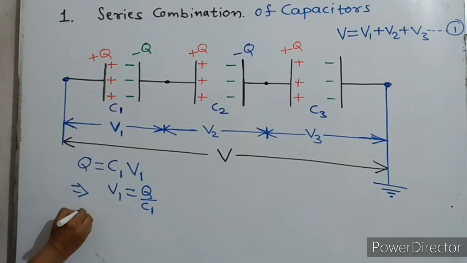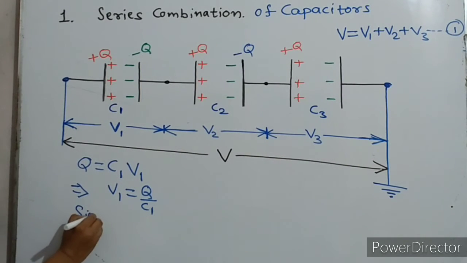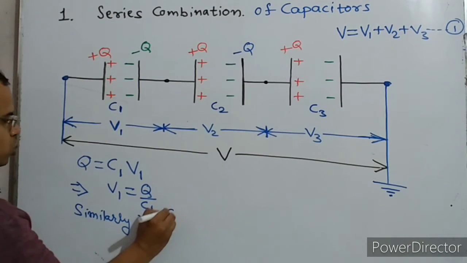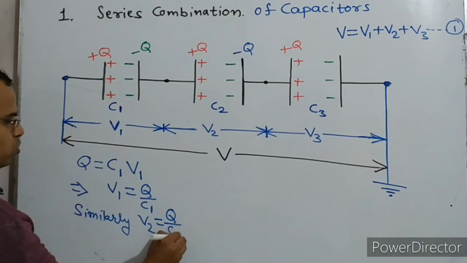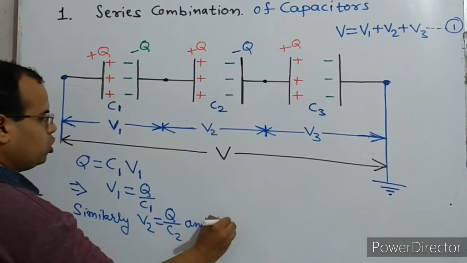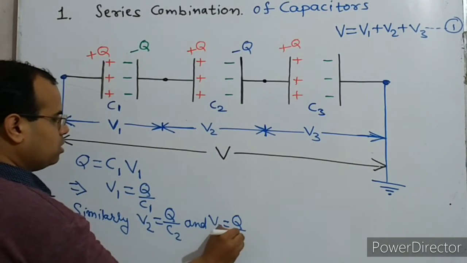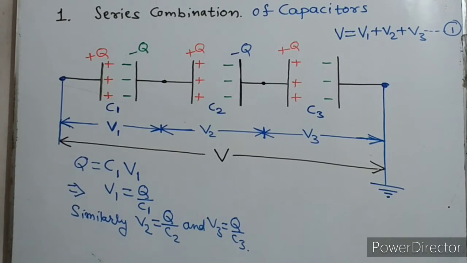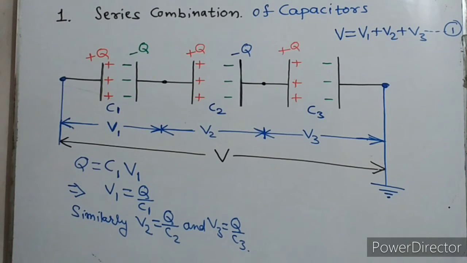Similarly, you can write for the second and the third capacitors as well. V2 is equal to Q upon C2, and V3 is equal to Q upon C3. So these are the expressions for the potentials.